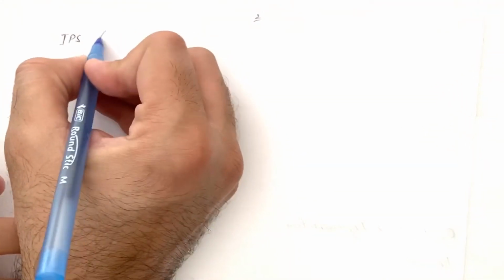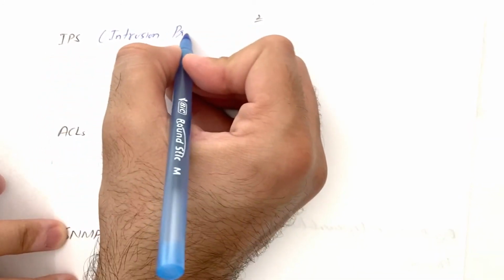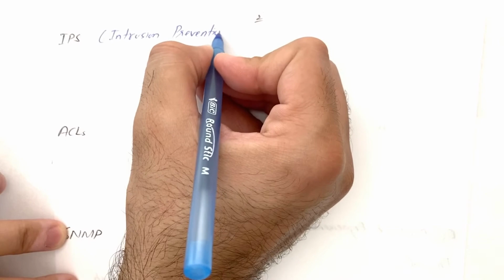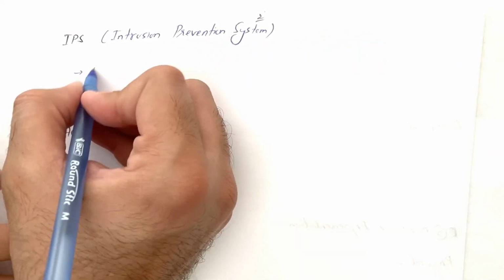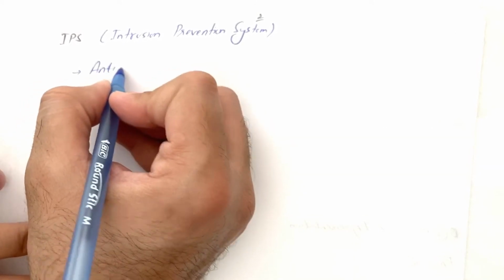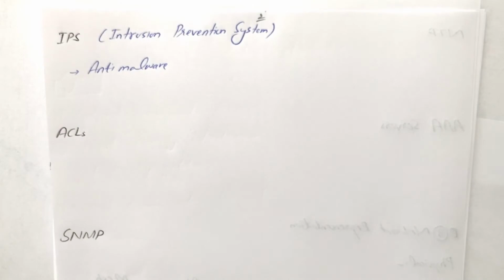It is intrusion prevention system. So these intrusion prevention systems are basically anti-malware, antiviruses, all these kinds of devices basically come under IPS.